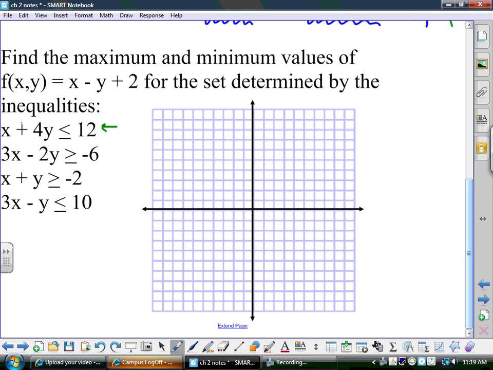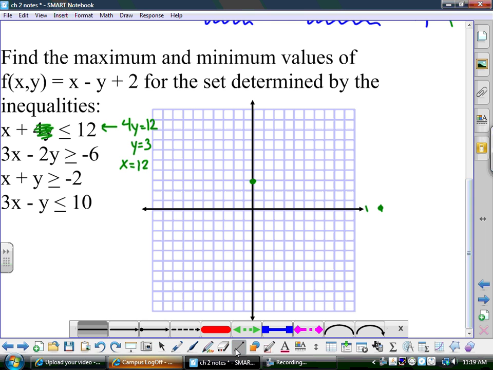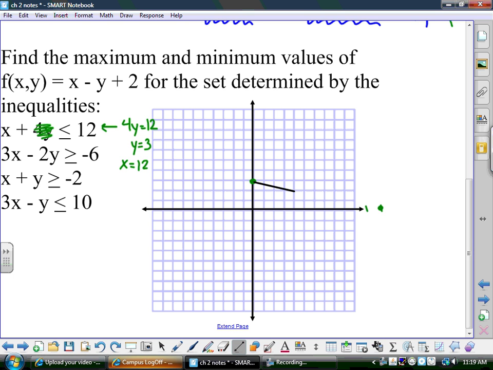and I'm going to see that the y-intercept is 3. And if I cover up the y's, I see that the x-intercept is 12. I'll use a solid line to connect it because, again, it does say or equal to. So there's my first line.